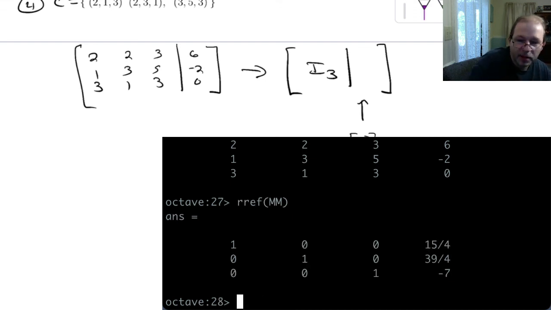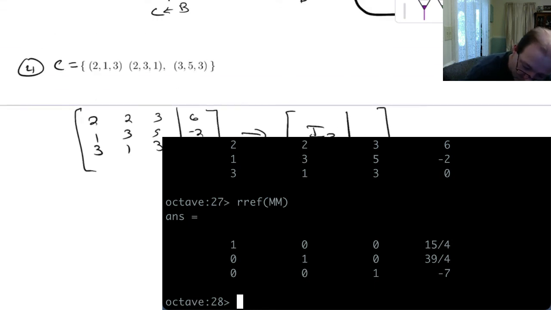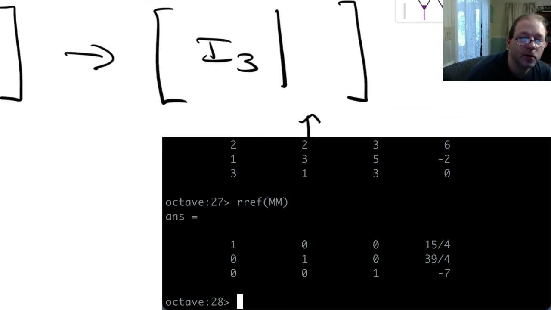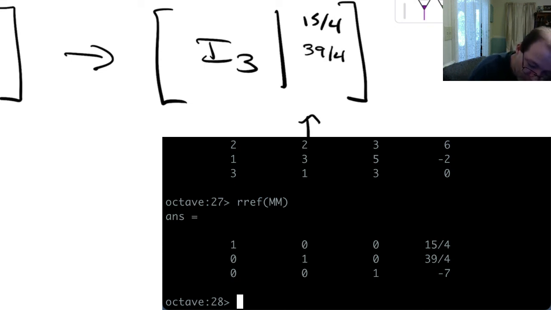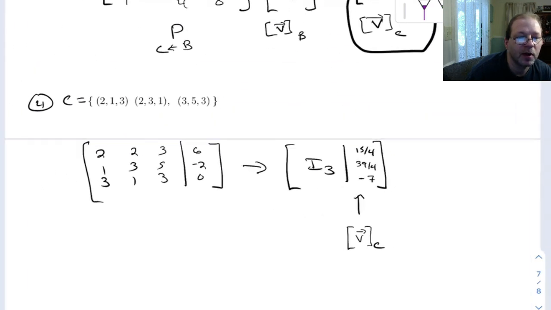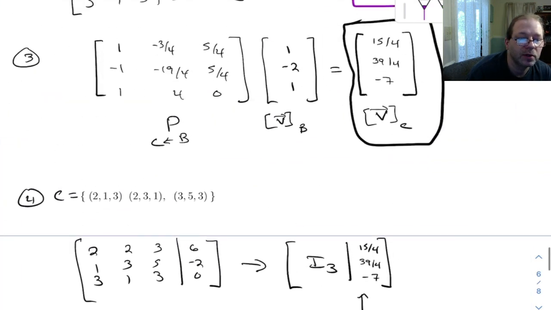RREF of that gives me 15 over 4, 39 over 4, and then -7. So if we did everything correctly, that should be the same answer we got for the previous problem. Only we did it slightly differently, and that's pretty much it. So anyway, that's it for this section.